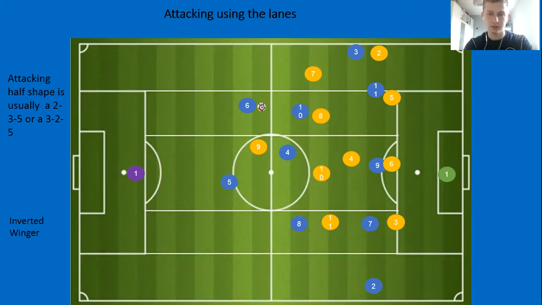Now, in this situation, you might think it's quite obvious to go, well, the number 2, he's in lane 5, there's no pressure in there. What you'll see is you might hit the big diagonal. Now, that might be good if you're 15, 20 yards deeper on the pitch, because that might get you higher up the pitch and into a better attacking position.